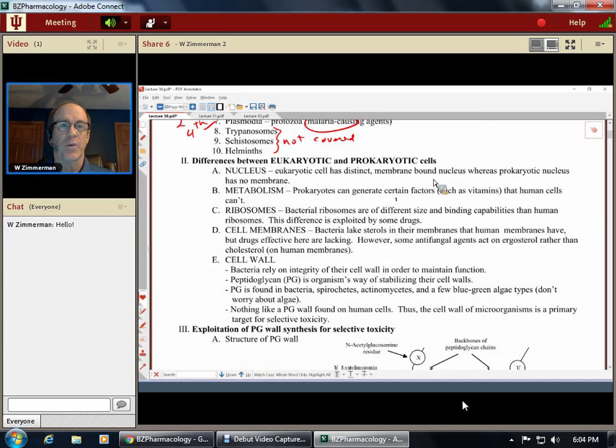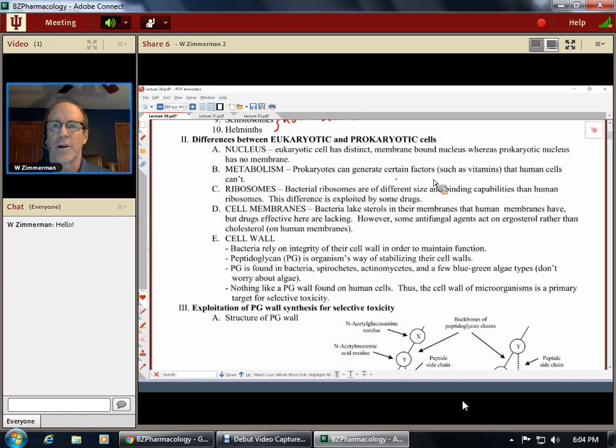But areas to exploit. What's the difference between a prokaryote and a eukaryote? So obviously some things like the nucleus. Eukaryotes have this nice nuclear-bound membrane, where the prokaryotic nucleus is spread out everywhere. We can't really exploit that, though. As far as metabolism and vitamins that human cells can't generate, the prokaryotes can. Add a few drugs here.